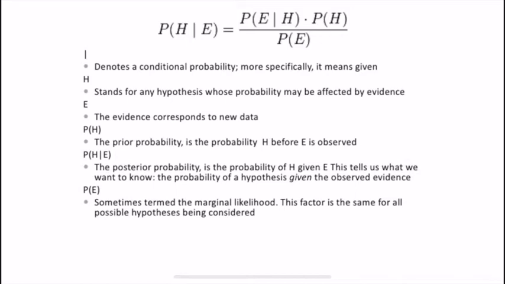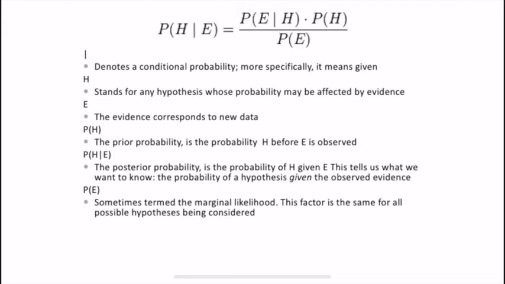Then here, when you have the probability of H given E, this is talking about the posterior probability, the post-test probability, people often say. It's the probability of H being true given E is true. So it tells us what we want to know from Bayes' theorem: the probability of a hypothesis being true given evidence we have observed, okay?